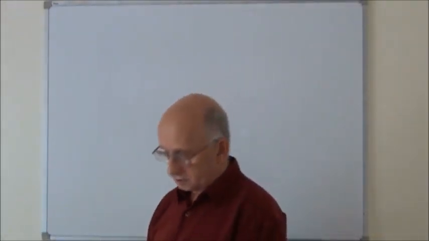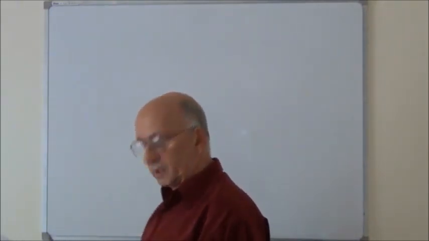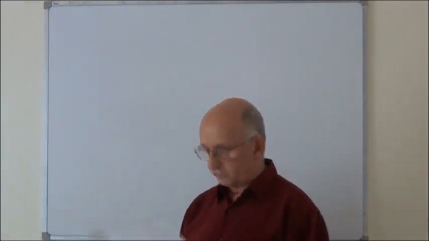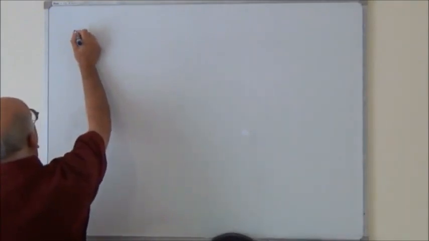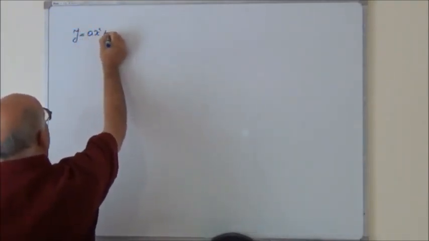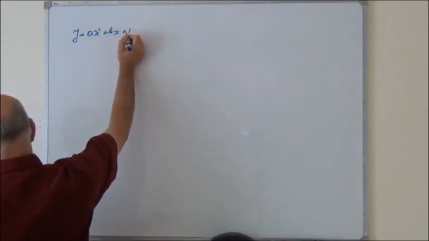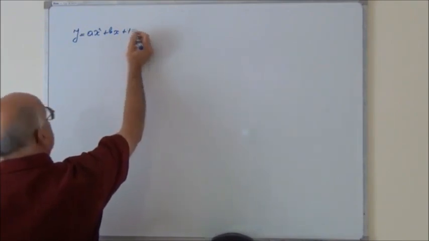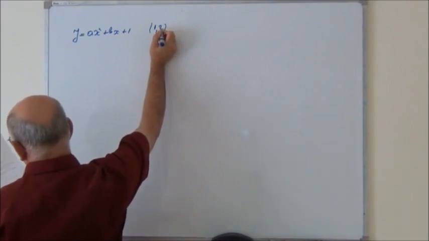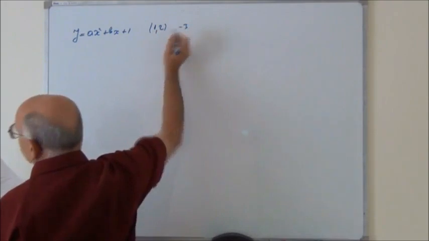So the next question is a bit different than our questions before. We have to find a and b such that the gradient of the parabola y equals ax squared plus bx plus 1 at the point (1, 2) has a gradient of minus 3.